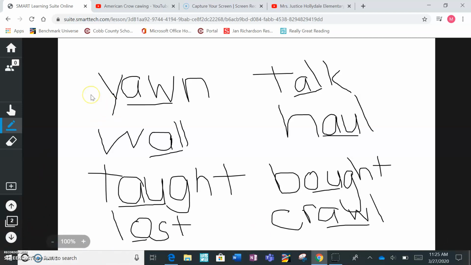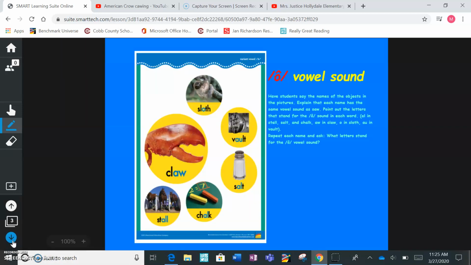Let's read them together again. Yawn, wall, taught, lost, talk, haul, bought, crawl. All different ways. And here we have them again. Sloth with just an O, claw with the AW, vault, which is an AU, stall, ALL, and chalk, just an AL, and salt, also is AL.